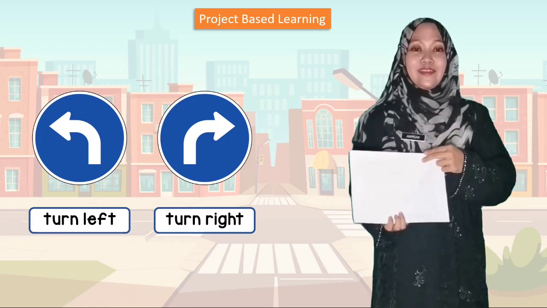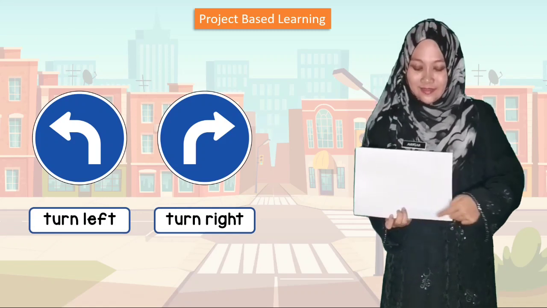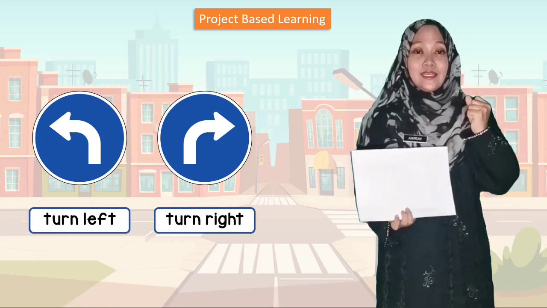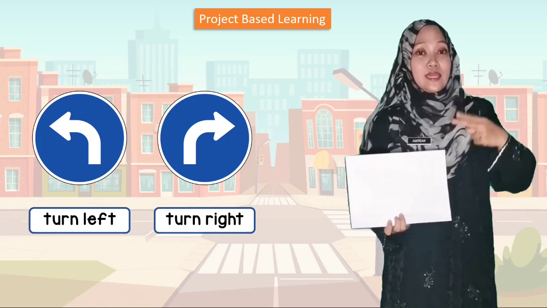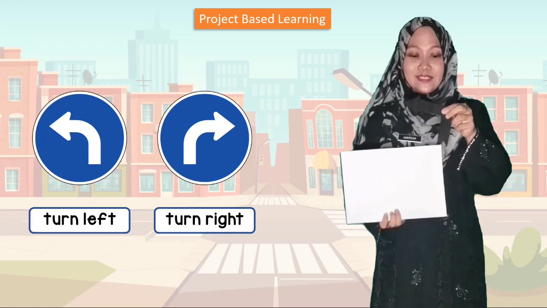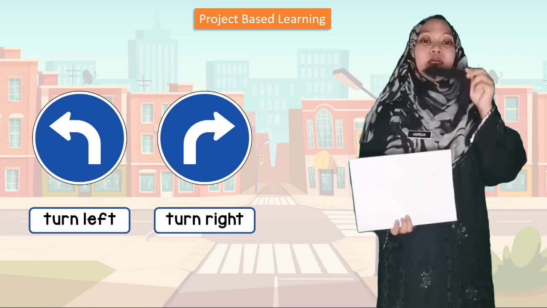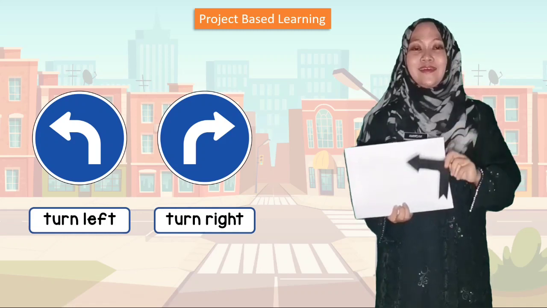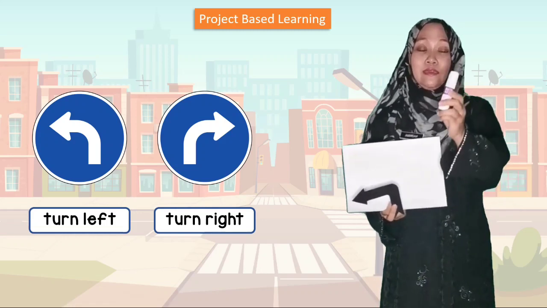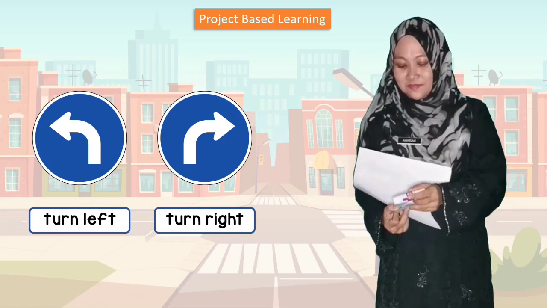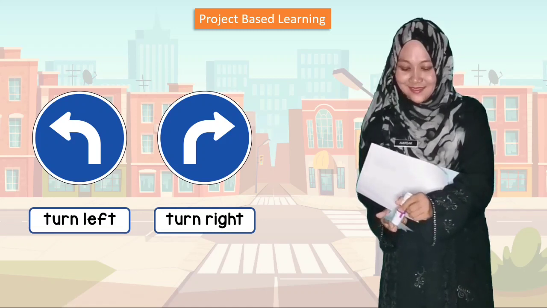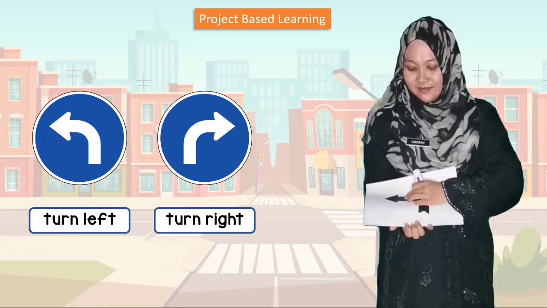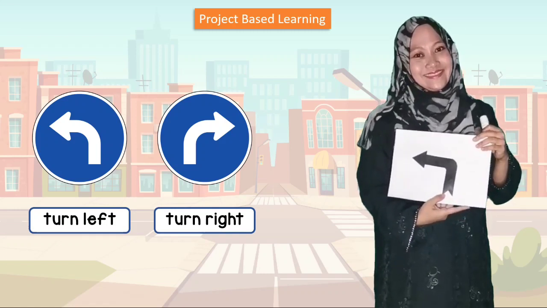Cut a sheet of card into a rectangle like this one. This is what we call rectangle. After that, take a sheet of black card and cut out an arrow like this. This is an arrow indicating a left turn. This is an arrow. Next, take a glue, glue the arrow onto the rectangle. Done!